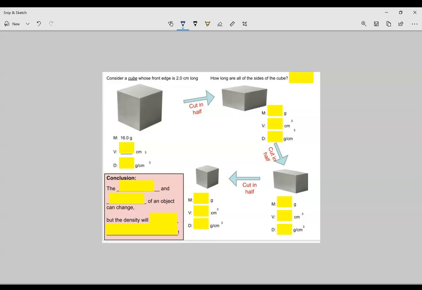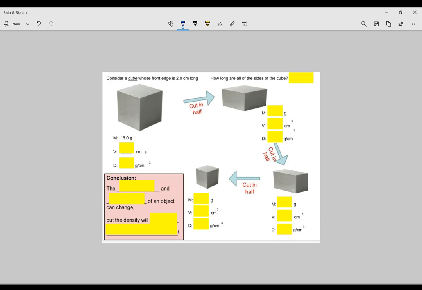Hi, everyone. I just want to take a couple of minutes to go over with you the principle that the density of an object stays the same. No matter how many times we take an object and cut it in half, the density of that object remains the same because density is a property of the object. So, for example, if you have a glass with a certain density and you drop it and it shatters into 1,000 pieces, every single piece has the exact same density as that full glass.